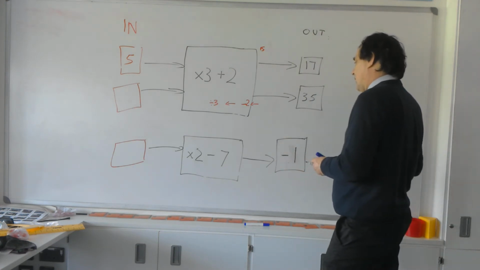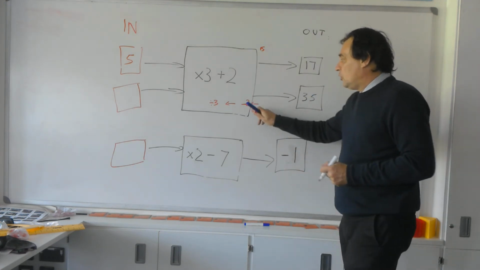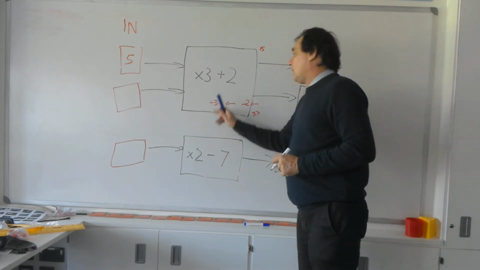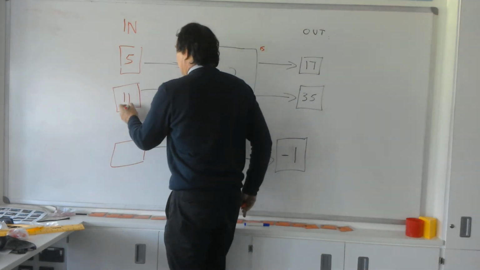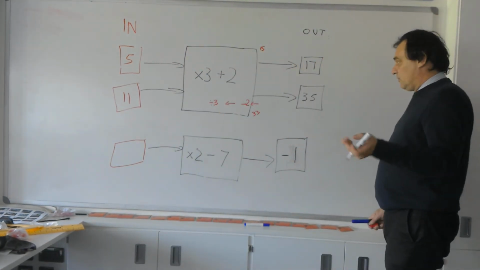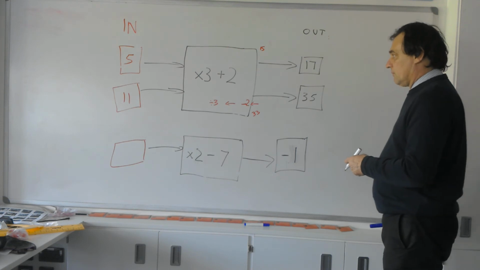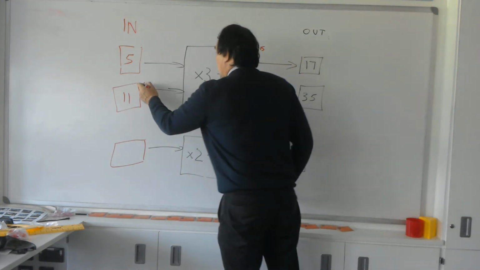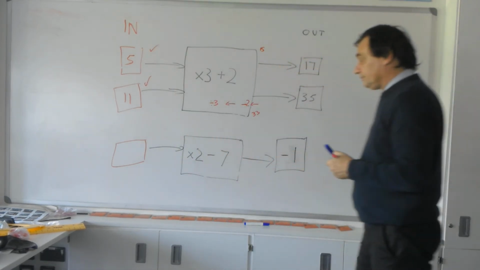Try the same with 35. 35 take 2 gives me 33, make a little note of it there. 33 divided by 3 gives me 11. 11 3's, 33, add the 2 gives me 35, back to where we started. So we know that these 2 answers are correct.